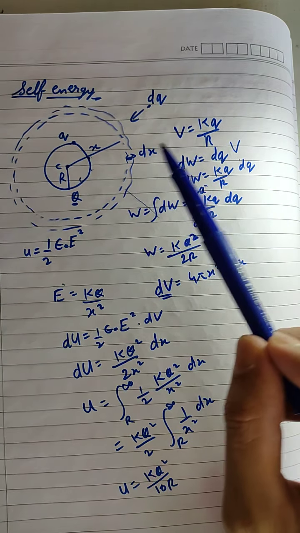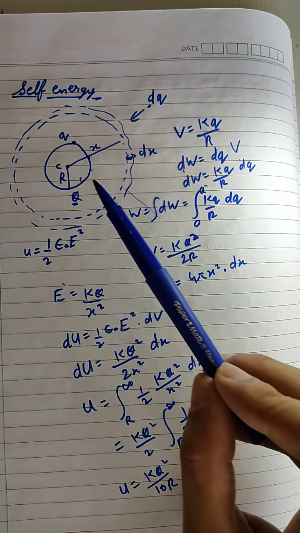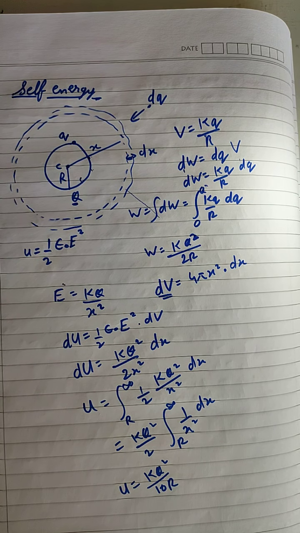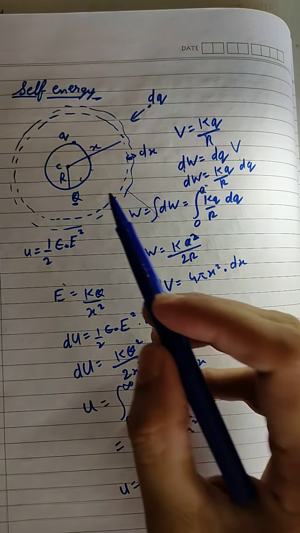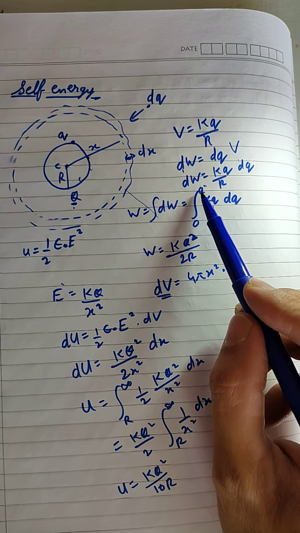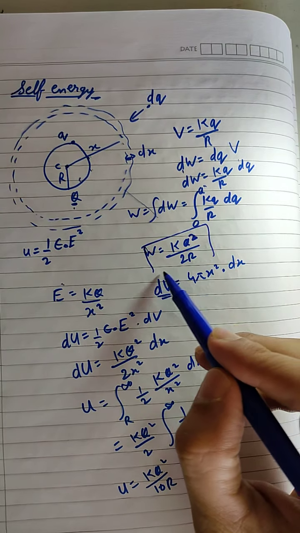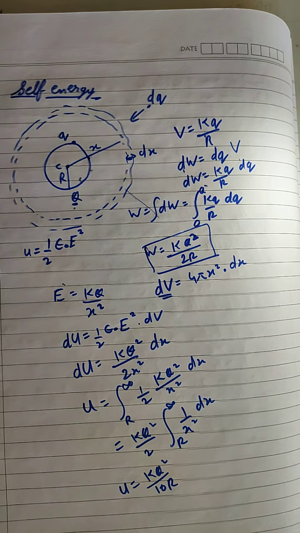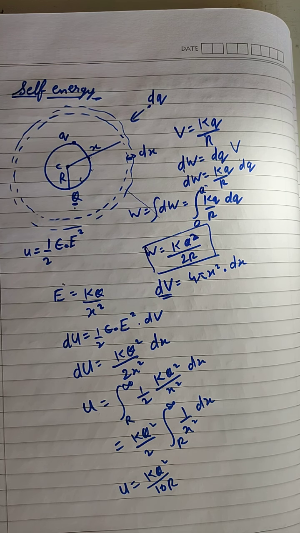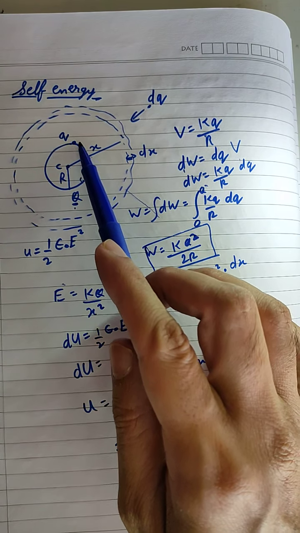Now if all the dq's are brought, then the total work done can be found by integrating this expression. Let us say that the initial condition was when there was no charge, and after some time, when all the charges are brought to the body, the total charge on the surface is equal to capital Q. So we are bringing dq from 0 to capital Q. These will be our limits, and if we calculate it, then the work done will be equal to kQ square upon 2r.